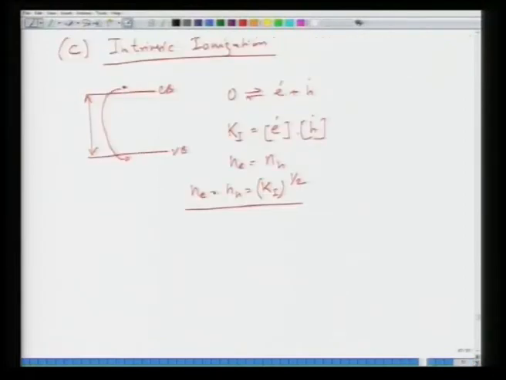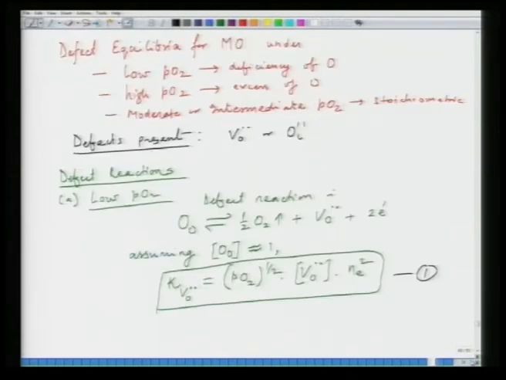And then finally we looked at what is the equilibria in case of intrinsic ionization. In intrinsic ionization, the K value is equal to electron and hole concentration product, and which is independent of partial pressure of oxygen. And then we started working on developing equilibrium concentration diagram as a function of partial pressure of oxygen.